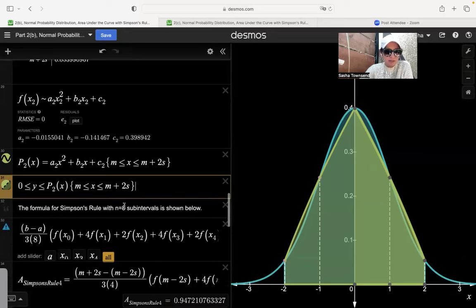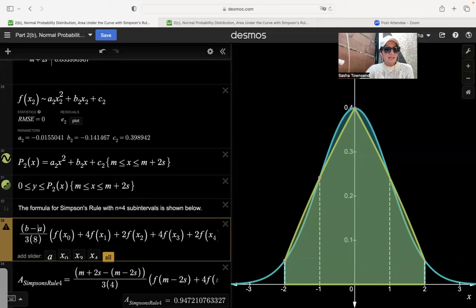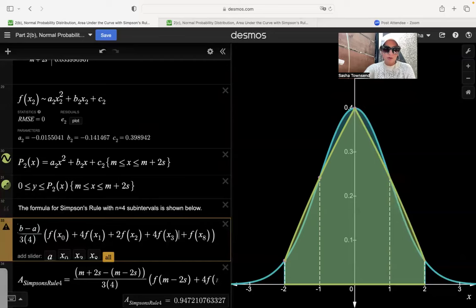All right, so the code for Simpson's rule with n equals 4 subintervals is shown below. So we're going to have b minus a divided by 4, that's the number of subintervals, times f of x naught plus 4 times f at x1. Then we've got 2 times f at x2 plus 4 times f at x3. And then for 4 subintervals, the last one would be just f of x sub 4.